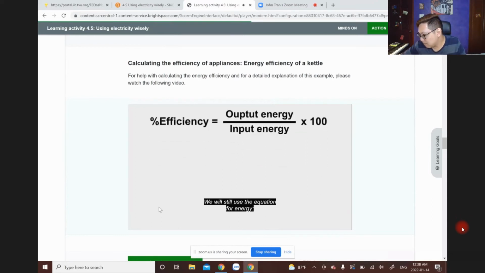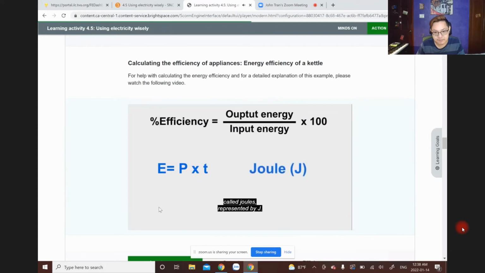We will still use the equation for energy, E equals the power times the time, for calculating the input energy, but we will use a different unit to measure that energy. The reason we're using a different unit is because our output energy is not electrical energy, but rather thermal energy. The amount of thermal energy in a system is measured in units called joules, represented by J.